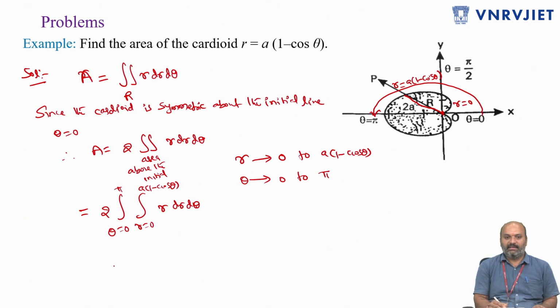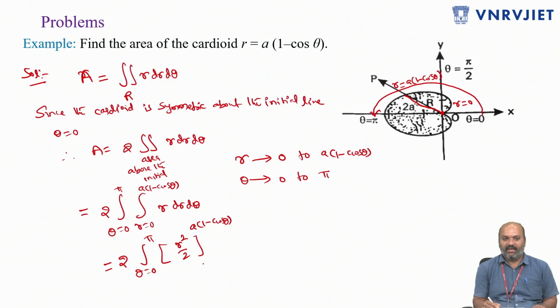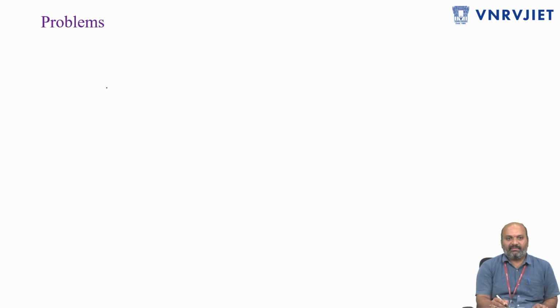Now since the r limits are functions of theta, first we integrate with respect to r. So theta varies from 0 to pi. What is the integral of r dr? r square divided by 2. Upper limit is a into 1 minus cos theta, lower limit is 0, into d theta. Let's substitute the limits. What is the upper limit? This is equal to 2 into integral theta varies from 0 to pi.